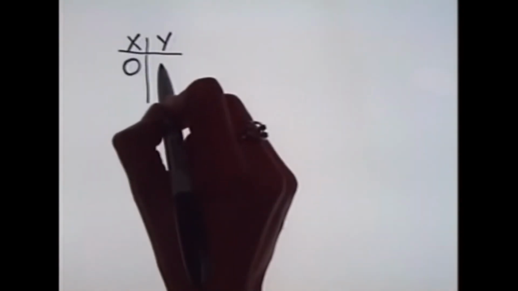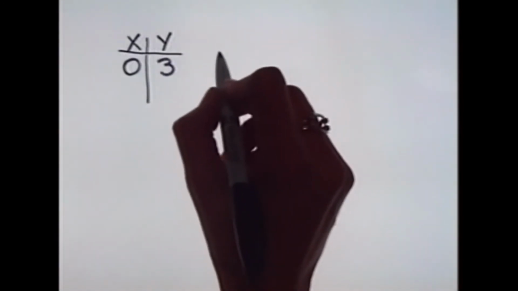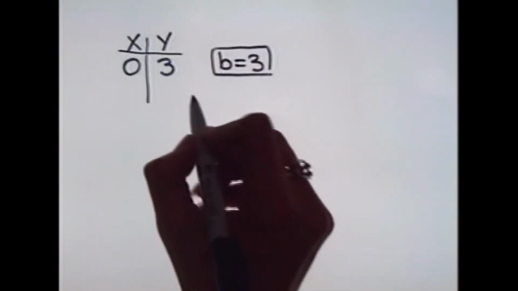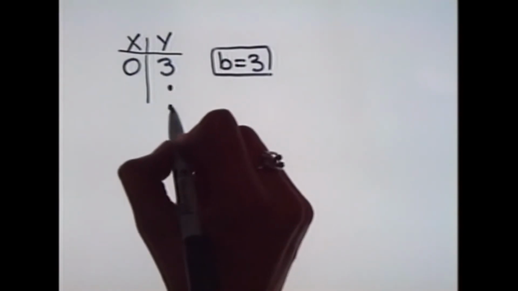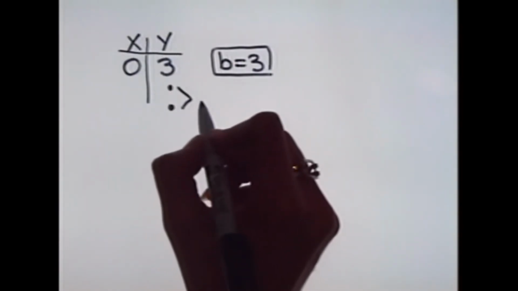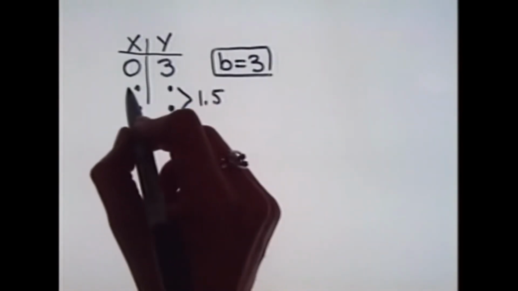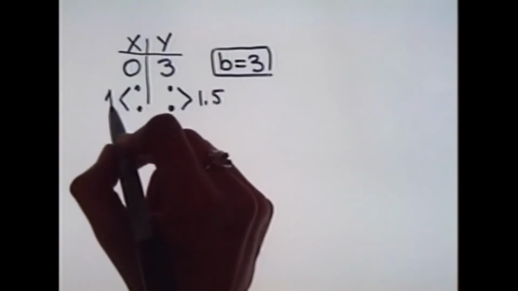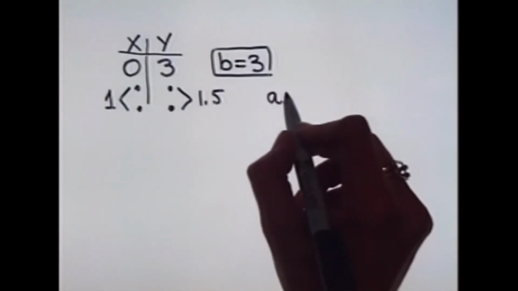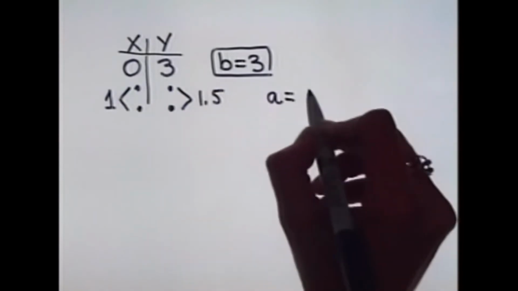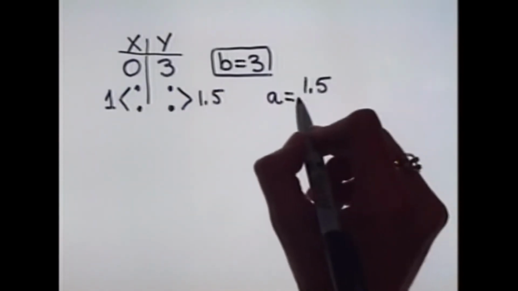So we found that in our XY table, we had a 0 for x and a 3 for y. Well, that tells us that our b equals 3. We know that by now. The other thing we saw was that for any two consecutive values in the y table, we had a change of 1.5. In the x column, the change was 1. That gives us a slope, or a rate of change, of 1.5 to 1.